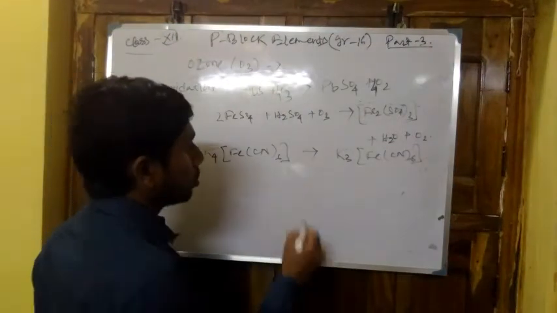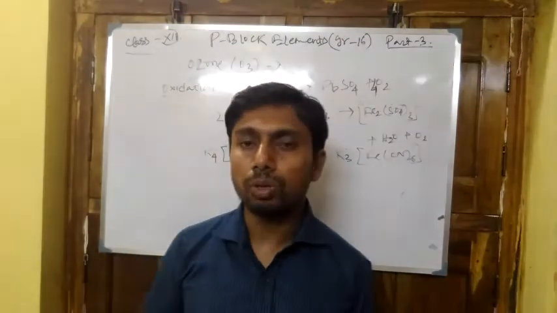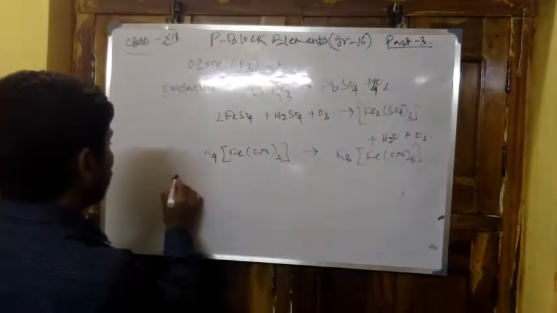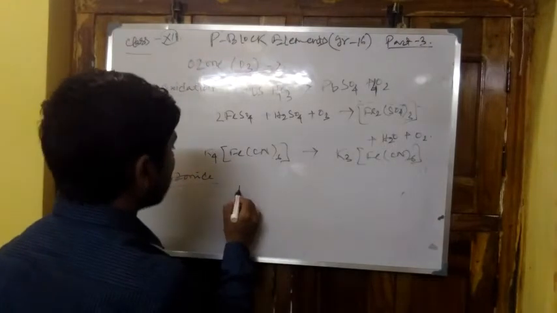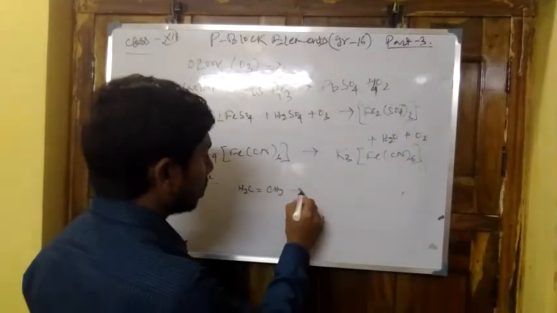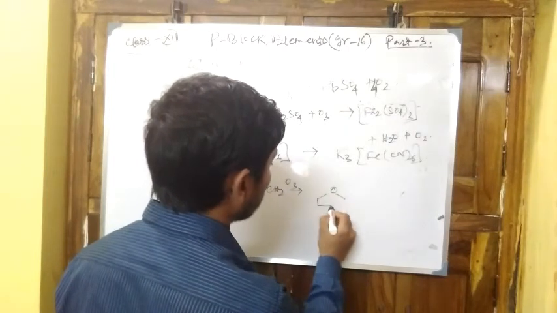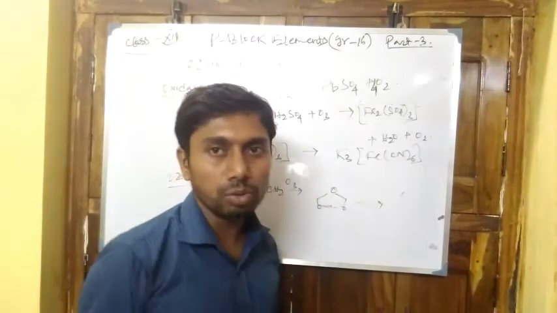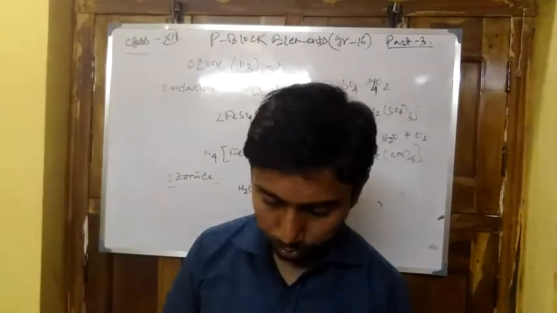Here it is also oxidized by ozone. Next one, ozone also undergoes some organic reactions, that is formation of ozonide. How is ozonide formed? When an alkene reacts with ozone, it will produce an ozonide, and by the hydrolysis of that ozonide we can produce alkene or carbonyl compounds.